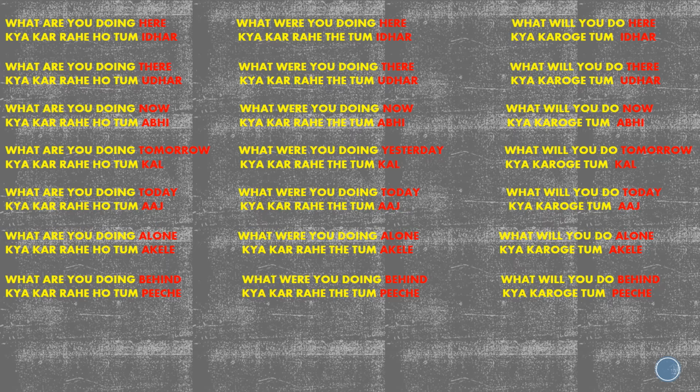You know, simple. Now the third row. What are you doing now? क्या कर रहे हो तुम अभी. अभी. What are you doing now? क्या कर रहे थे तुम अभी. What will you do now? क्या करोगे तुम अभी. You know, what will you do now?